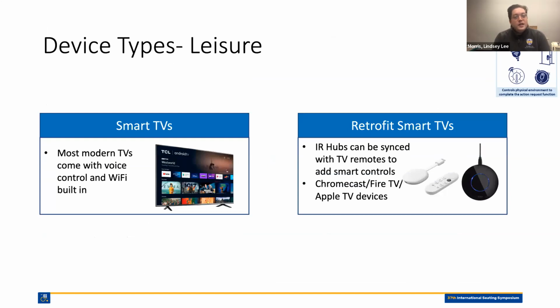And then the final device type is leisure devices. Like I said, smart TVs are pretty much the only type of TVs available, but it's not your only option. You don't have to replace your TV. There's many retrofit options for smart TVs like Chromecasts, Fire TVs, and Apple TV devices, which connect your TV to the internet and also allow it to be voice controlled.